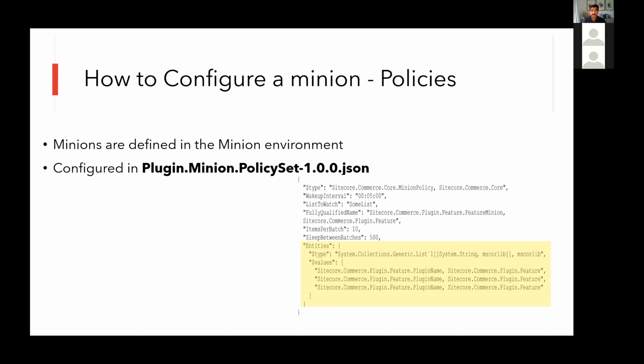Minions are actually defined in the minions environment. That's the thing I like about Sitecore Commerce: they have a separate environment for minions, where scheduled jobs or asynchronous repetitive activities can be taken care of without affecting your production environment. They are hosted in their own environments, and they are configured in a plugin, in a JSON, which is a policy set, the minion policy set, which I'm going to go into in detail in the next slide. The minion environment doesn't affect other environments outside of it, and you can configure the minion in the policy sets, as I'll show you now.